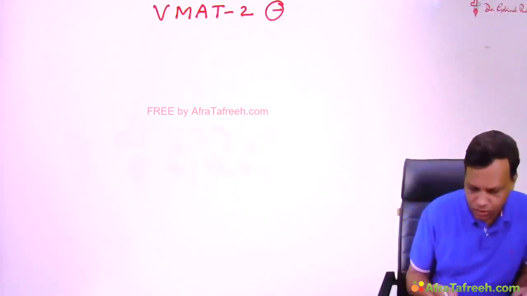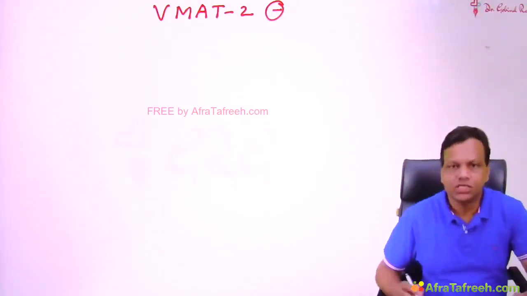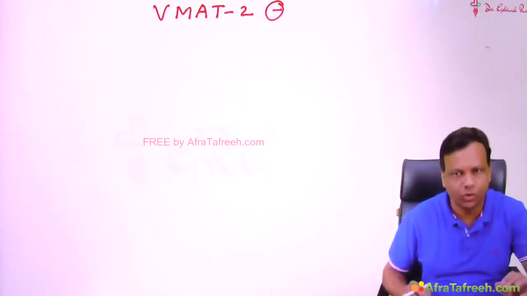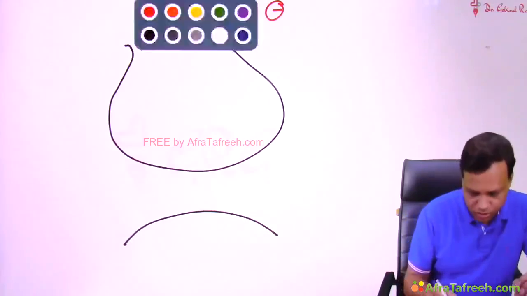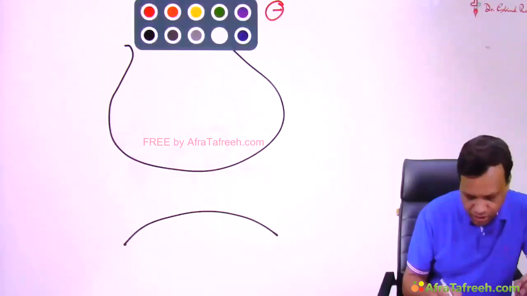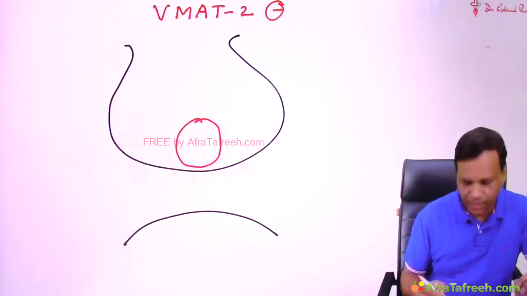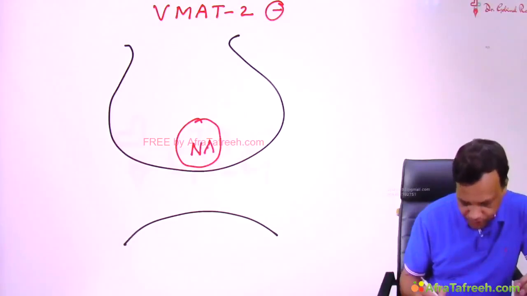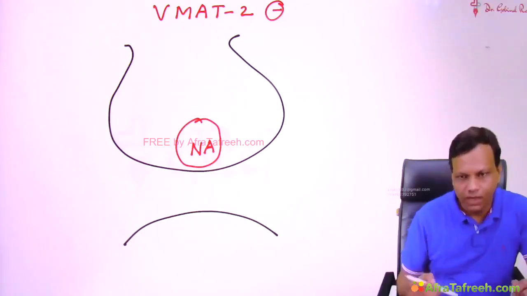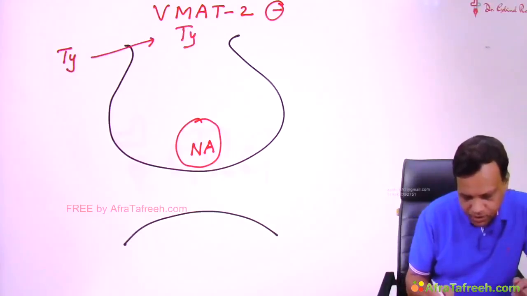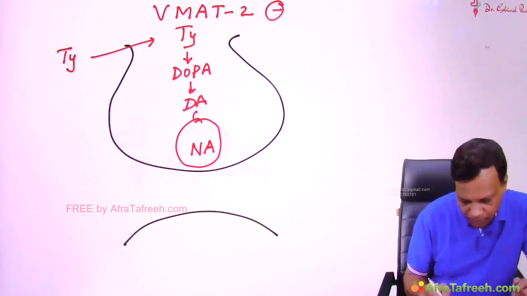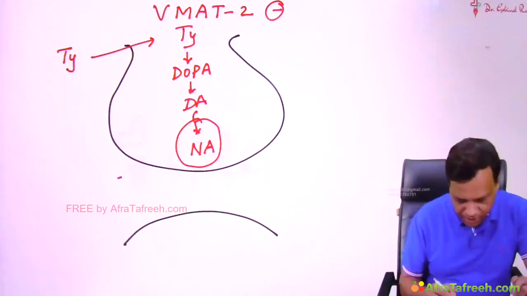So here we will discuss a few drugs which are known as vesicular monoamine transporter 2 inhibitors. We all know that in neurons, the neurotransmitter is stored in the vesicle. Like if we talk about noradrenaline, it is stored in the vesicle. But how is noradrenaline produced in the vesicle? We know tyrosine comes from outside. This tyrosine is converted to dopa, which is converted to dopamine, and dopamine will enter the vesicle and form noradrenaline. Then this noradrenaline will be released and then work on the receptors.